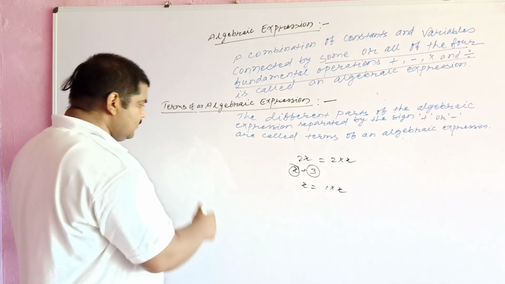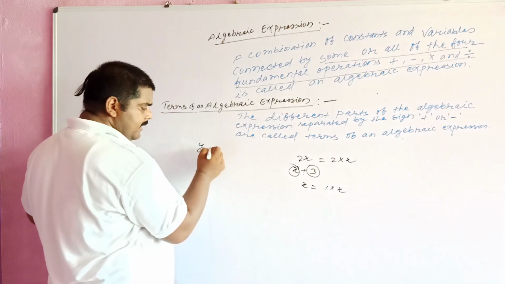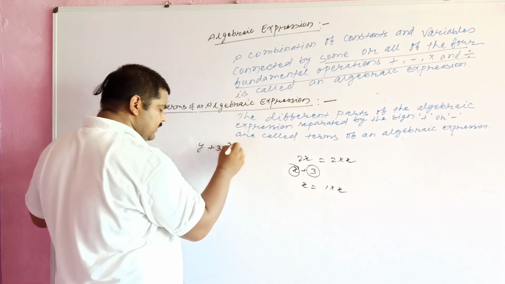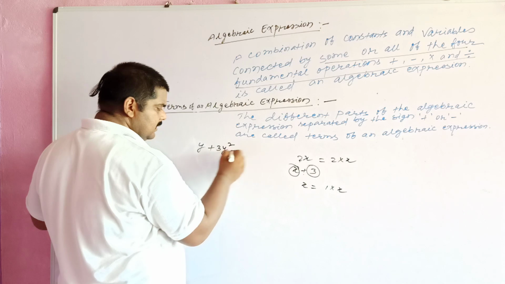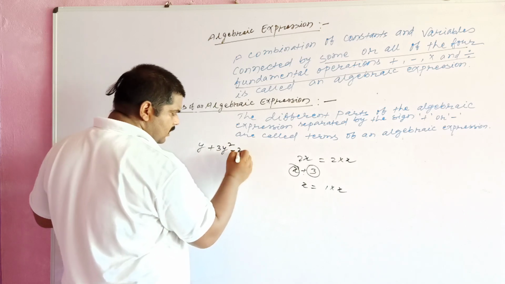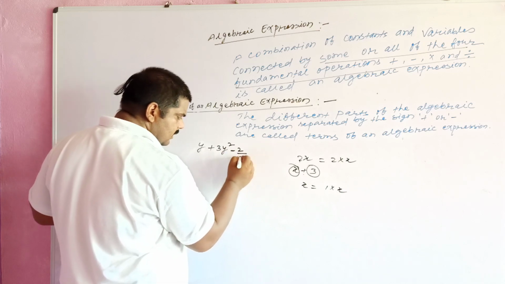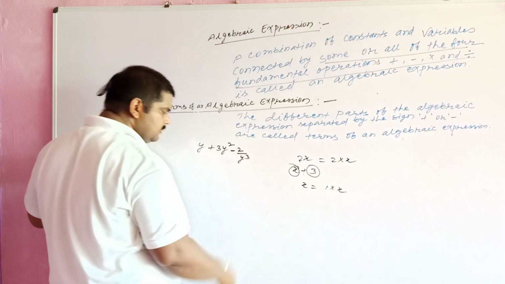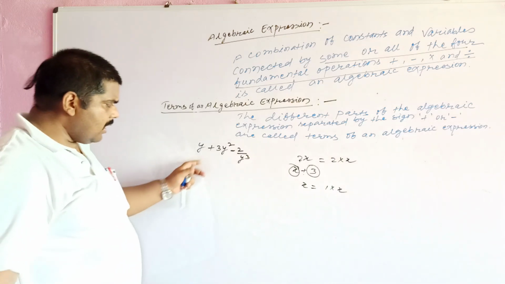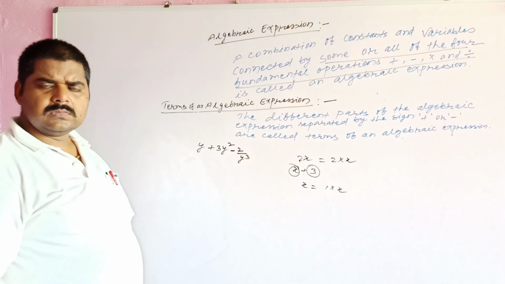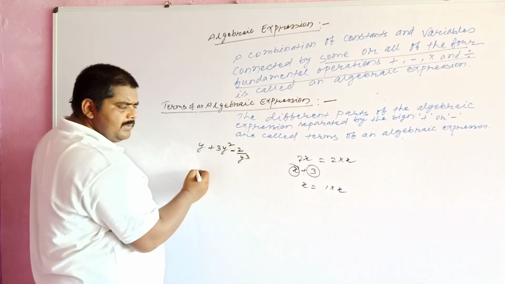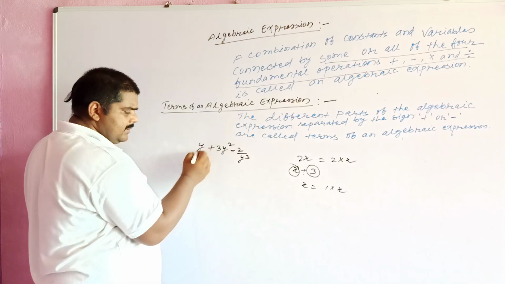In some questions it is possible that all 4 operations have been given. For example, y plus 3y squared minus 2 upon y cube. Now you can see that in this question all 4 different types of signs, operations, are there.